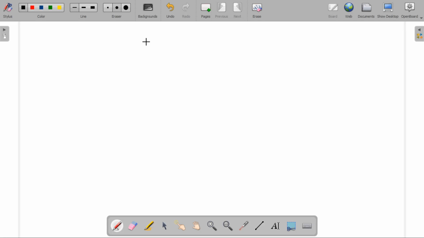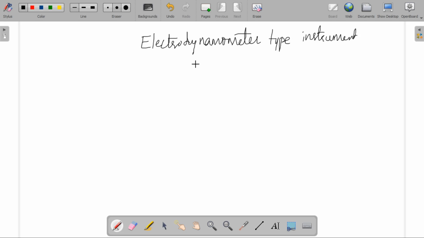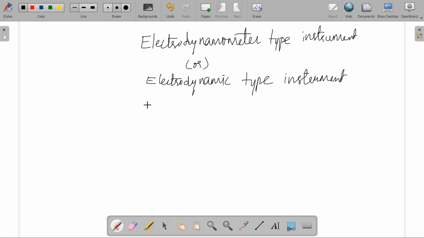Now we shall discuss about electrodynamometer type instrument, or electrodynamic type instrument, or electromagnetic moving coil instrument.